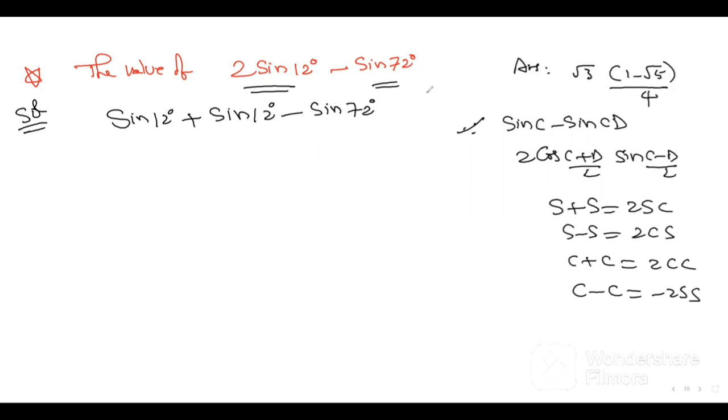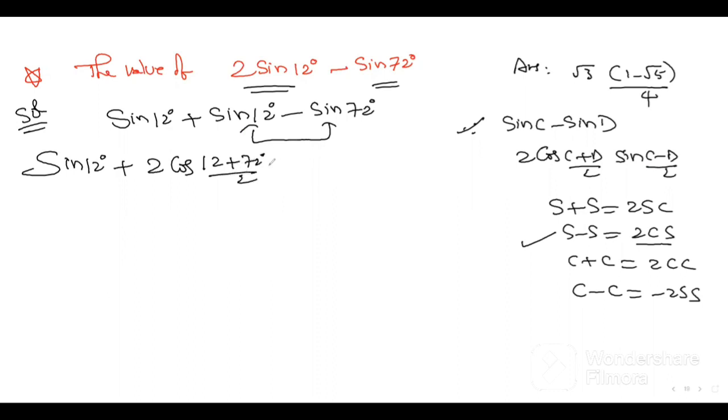Here, now we should apply sin C minus sin D, the second formula. Here S for sin, C for cos. So sin C minus sin D is equal to 2 cos((C plus D)/2) sin((C minus D)/2). Okay, so sin 12 degrees. Now we should apply sin C minus sin D is 2 cos((C plus D)/2) sin((C minus D)/2): (12 plus 72)/2 and (12 minus 72)/2.